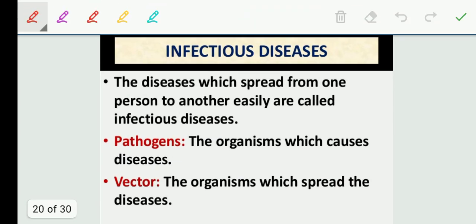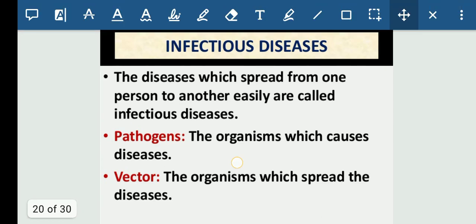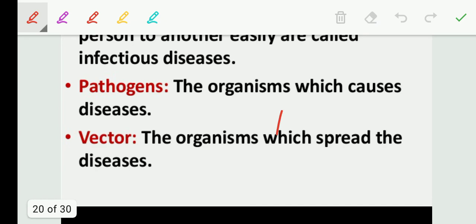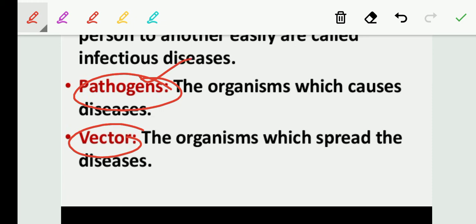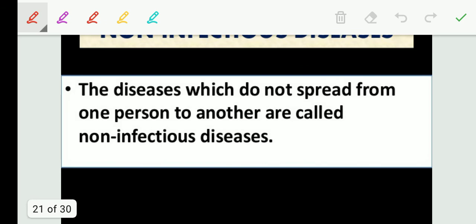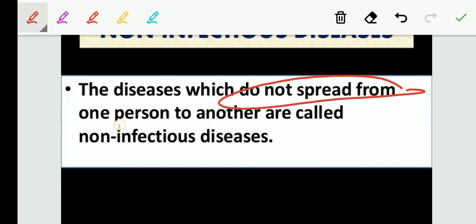Now, children, infectious disease we have already done. The disease which spreads from one person to another very easily. Fine. So now we should know these two terms, that is pathogen and vector. I have already told you what pathogens are. These are disease causing organisms. The organism which causes diseases. Now what is a vector? The organism which spreads the disease. We're going to study these two in detail. What are the different vectors? Fine. Insects could be a vector. And non-infectious diseases, this thing also we have done, they do not spread from one person to another.